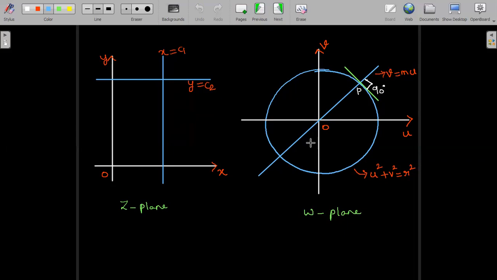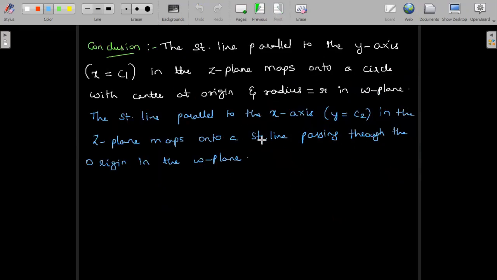You are supposed to draw a tangent only when you are asked to show that the two curves are orthogonal trajectories of each other. If we are just asked to discuss the transformation E power Z, then the Z plane and the W plane mapping has to be shown and you have to conclude in this way. Now let us write about the mapping and how it is forming orthogonal trajectories to each other. So let us conclude about that.